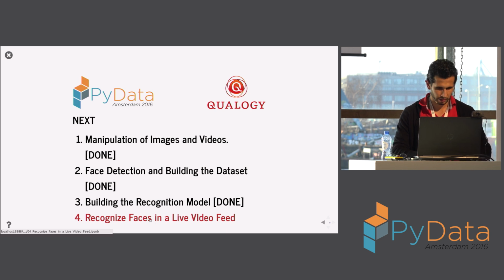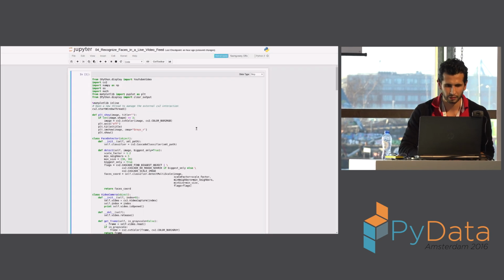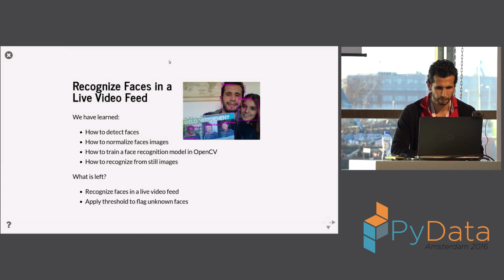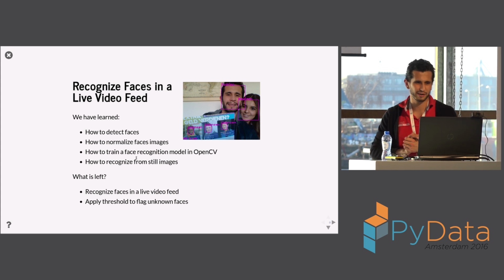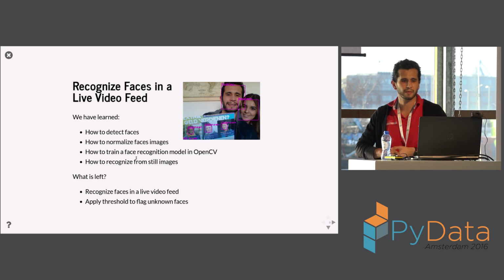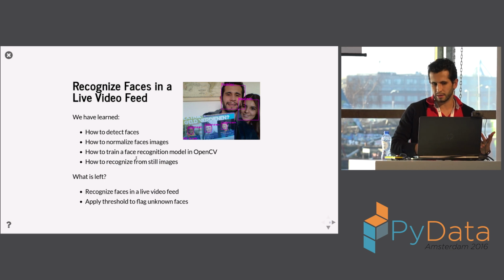Okay, so the last one won't hold you much more. It's the same features, the same functions that we designed before. Okay, so now let's try to do it in a video and see how it works. We're going to detect faces, normalize them, and train them. We already did that. So, recognize faces in a live video feed.